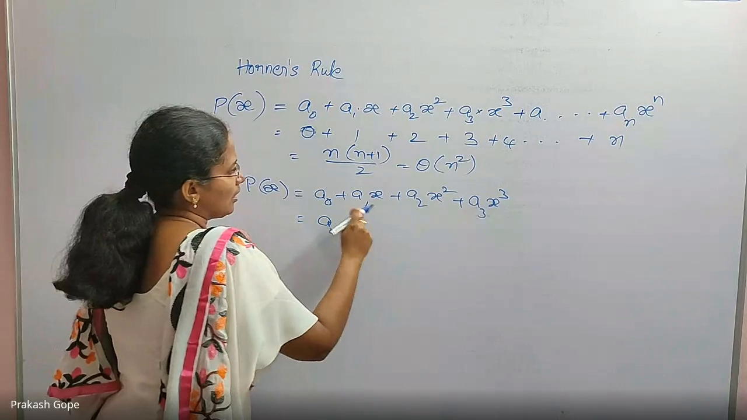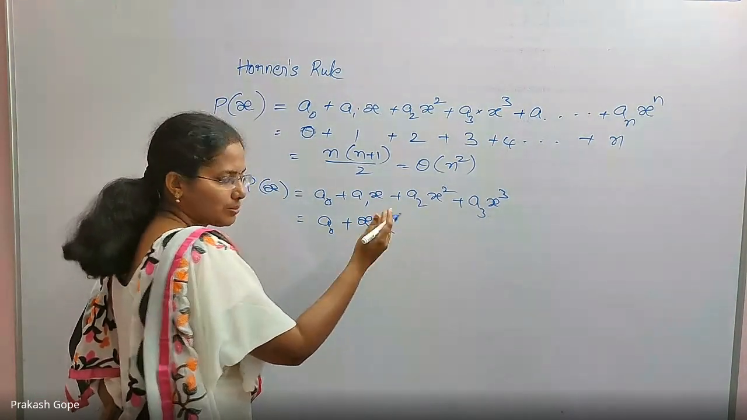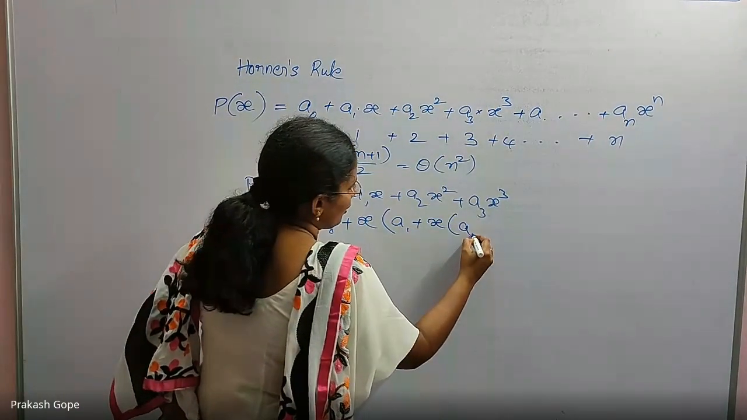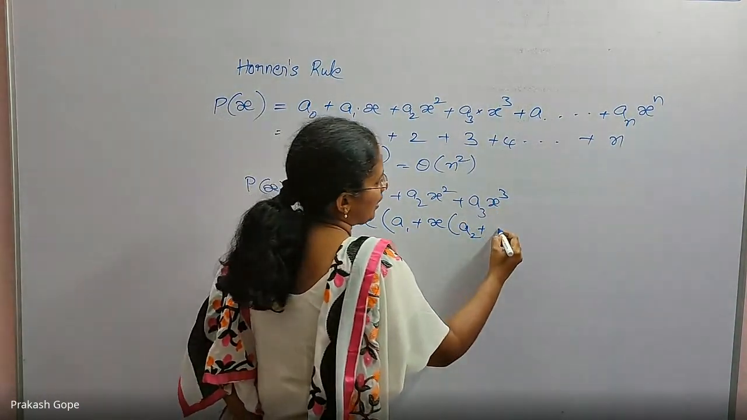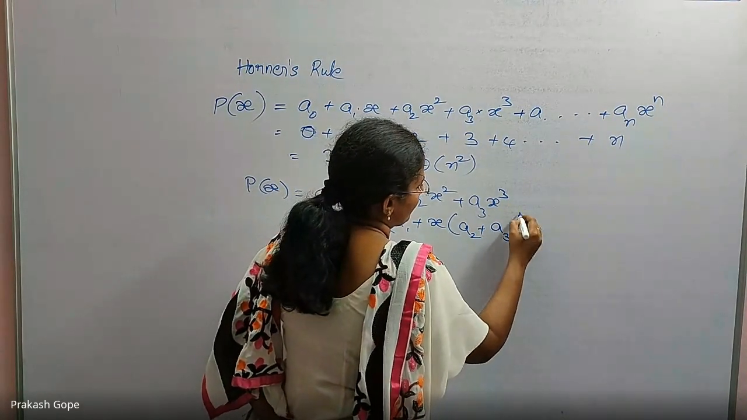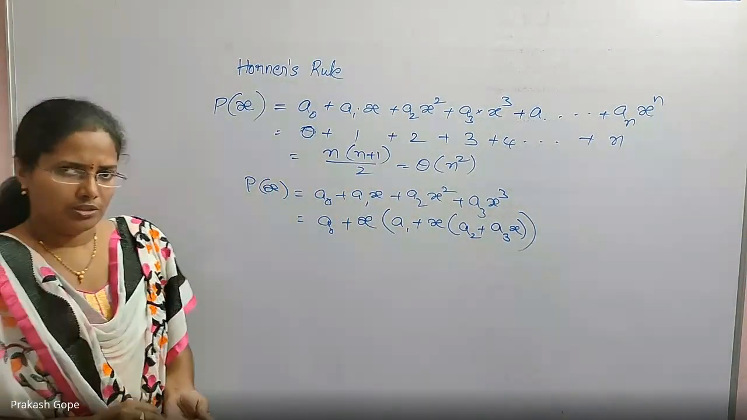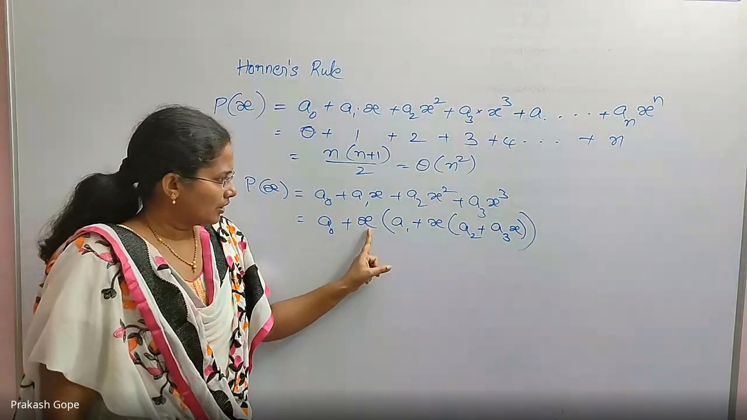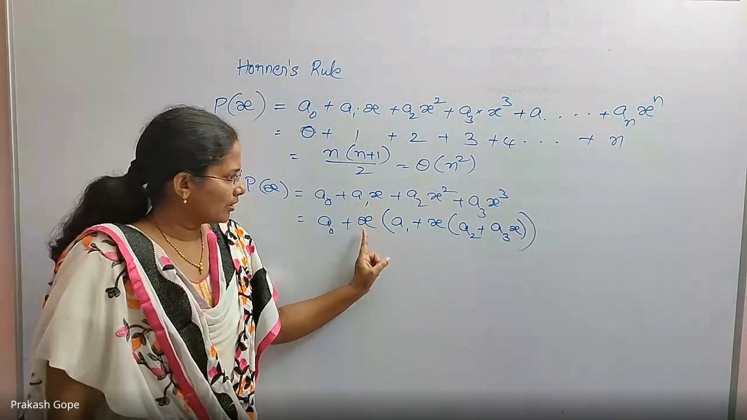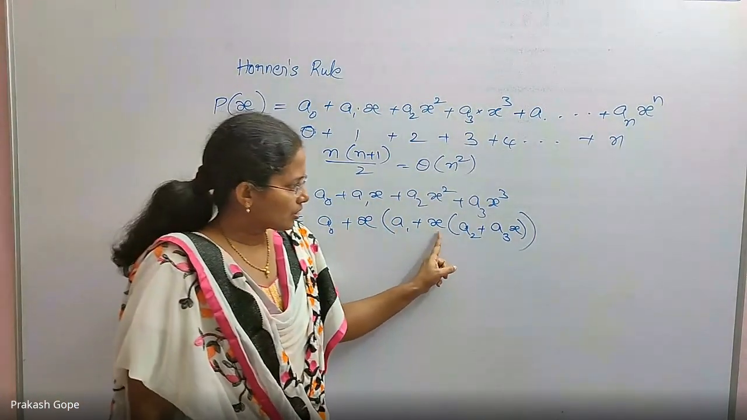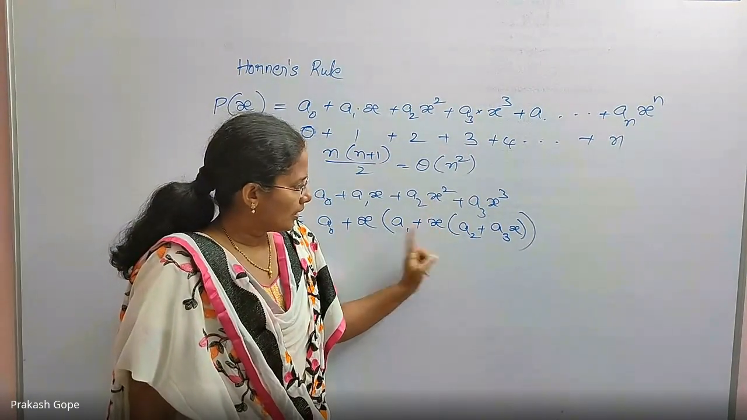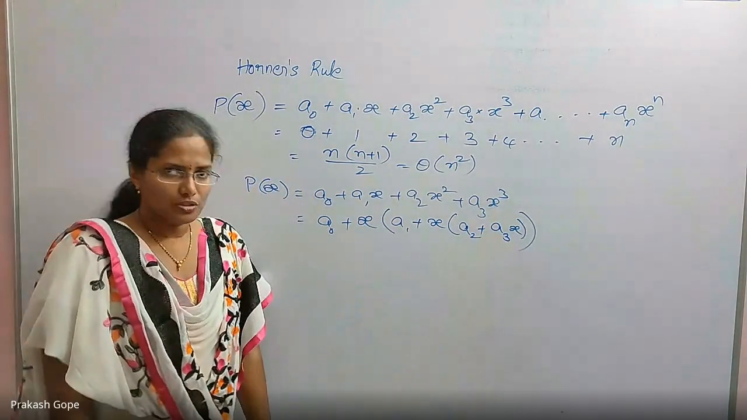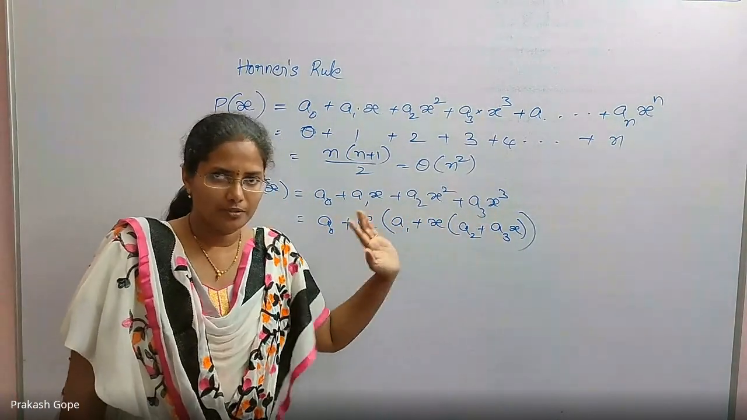a0 is as it is. Among them, I am keeping x outside, which means common. a1 plus, again x common, a2 plus. Here I am left with a3x. Is this equal to this or not? Let us test. a0, a1 into x, x into x square into a2, a2x square, x square into a3x, a3x cube, equal, right? So every time I have taken x common.